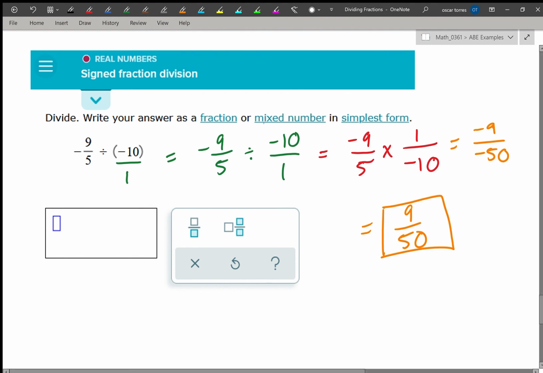This problem does ask for a mixed number, but because our numerator is smaller than the denominator, we don't need to worry about that. 9 over 50 will be our final answer.